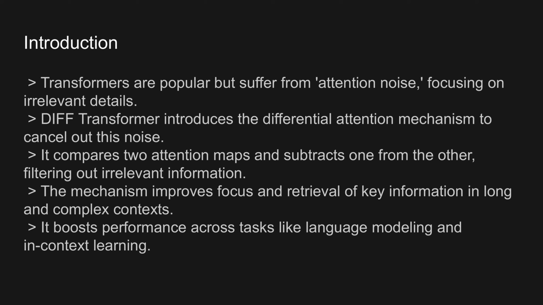Good question. It's actually a general improvement. The diff transformer improves performance across various tasks, but it particularly excels in tasks where context is crucial, such as language modeling, key information retrieval, and in-context learning. It's not only more accurate, but also scales better as the model size and data increase. To sum up this part, the diff transformer tackles the issue of attention noise by introducing a differential attention mechanism. This makes it a more efficient and focused model, especially in handling large contexts and long sequences.